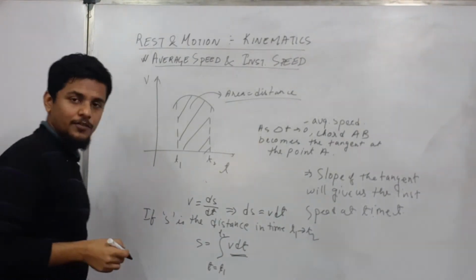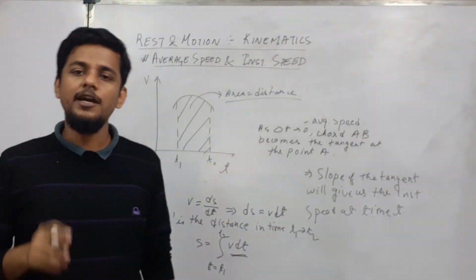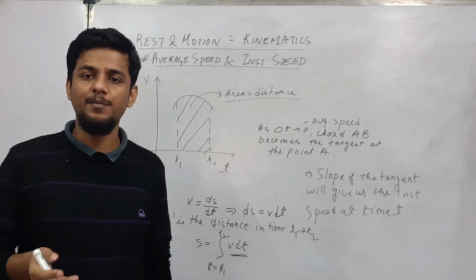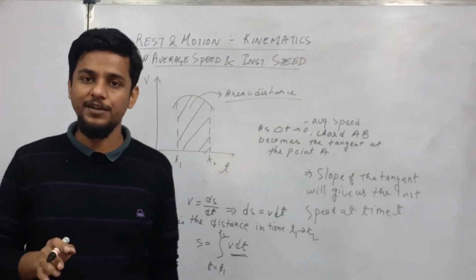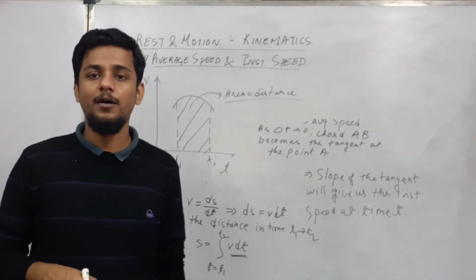So today we have talked about average speed and instantaneous speed. In our next video, we'll be talking about average velocity and instantaneous velocity and its application. We'll also be learning about the position vector in that very video.